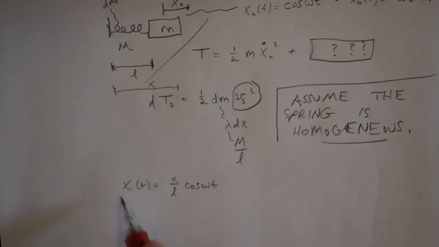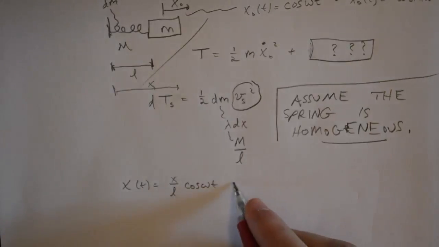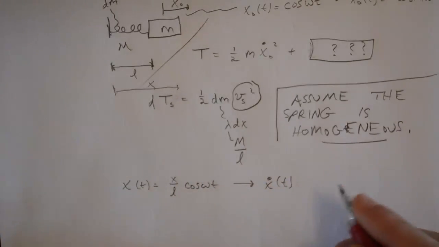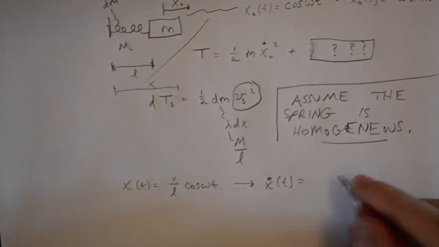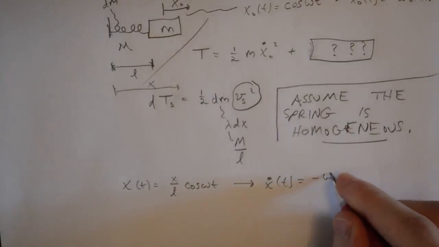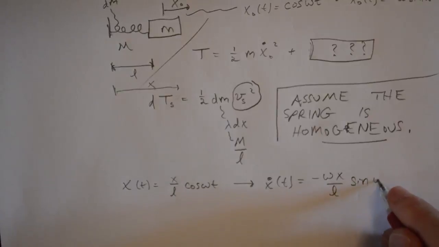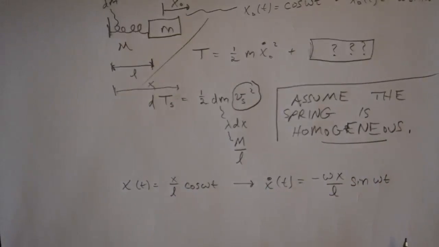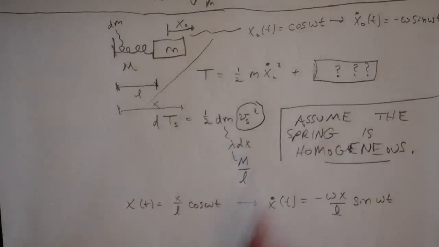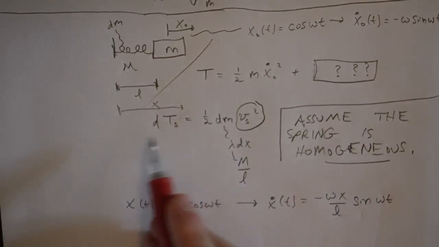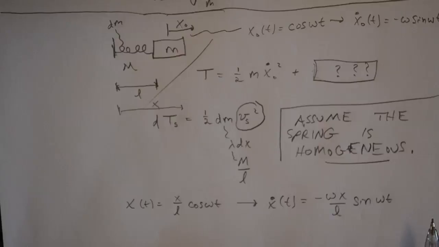So this is our position as a function of time of an infinitesimal element on the spring. This implies that the velocity as a function of time of our infinitesimal element along the spring is minus omega x over L times the sine of omega t, right? But this is exactly what we wanted here. This v sub s was supposed to be the velocity of a point along the spring. So now we can just plug into our expression for the kinetic energy of the spring motion.